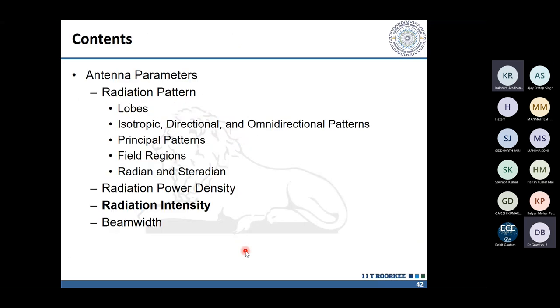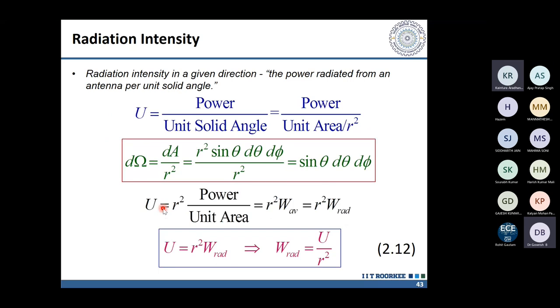Okay, so that was regarding power density. Now we go to another important concept, radiation intensity. So that was radiation power density, which we have covered. Power per unit area, that's all you have to remember. Power per unit area is power density. Power per unit solid angle is radiation intensity. So what is radiation intensity? Radiation intensity in a given direction is nothing but the power radiated from an antenna per unit solid angle, not per unit area. Why do we want radiation intensity? We will look into it. Basically, it is the power radiated per unit solid angle.